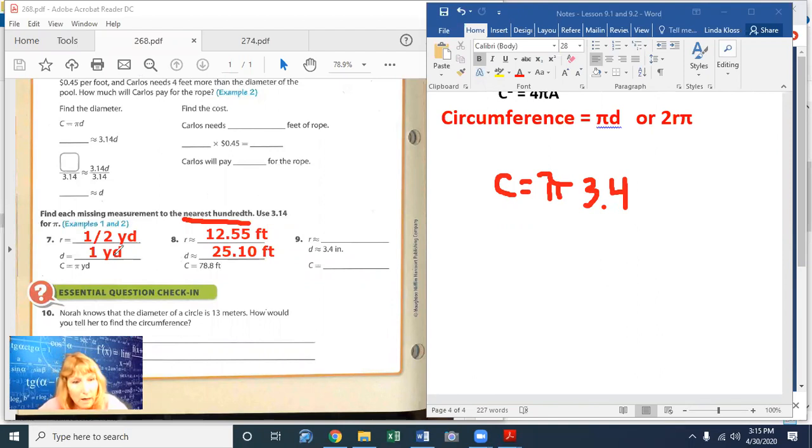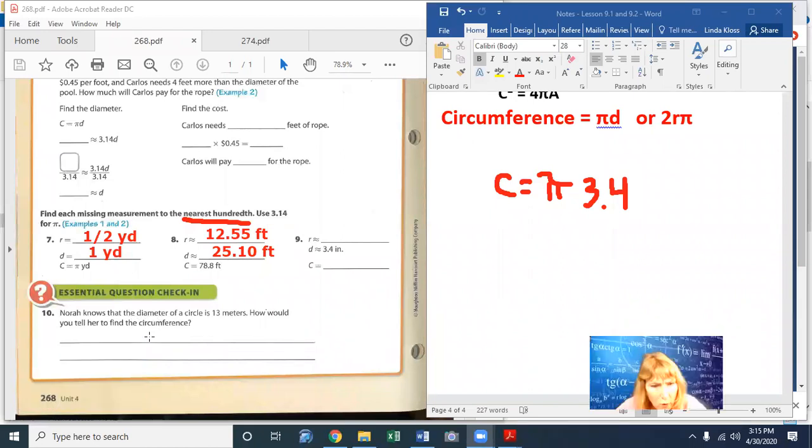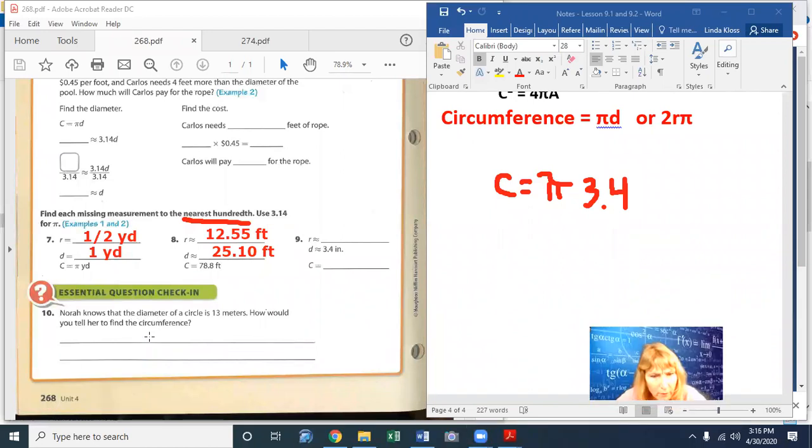And then number 10, Nora knows that the diameter of a circle is 13 meters. How would you tell her to find the circumference? She knows the diameter. You would just write the formula there. So number 10 is just asking you to write the formula for finding the circumference.